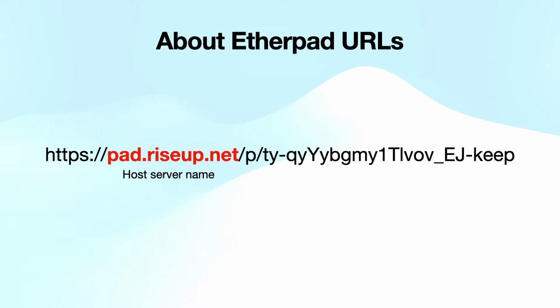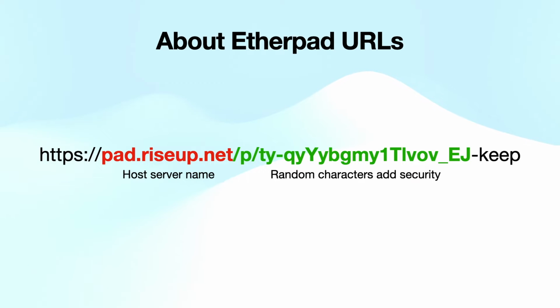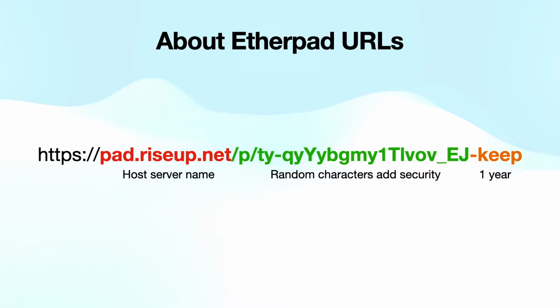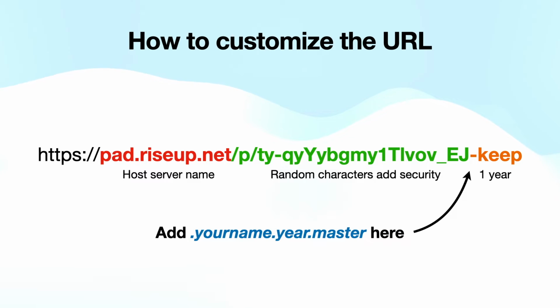by a -keep. Since everyone who has a link can see and edit a pad, the random characters serve as a kind of security so that only people you want to find it can access the pad. The keep at the end tells the RiseUp service to keep your pad for 1 year after the last edit is made.